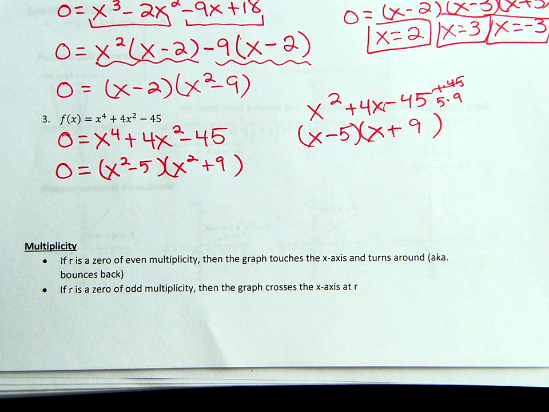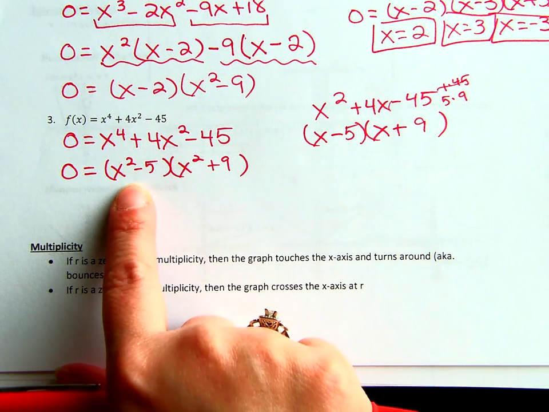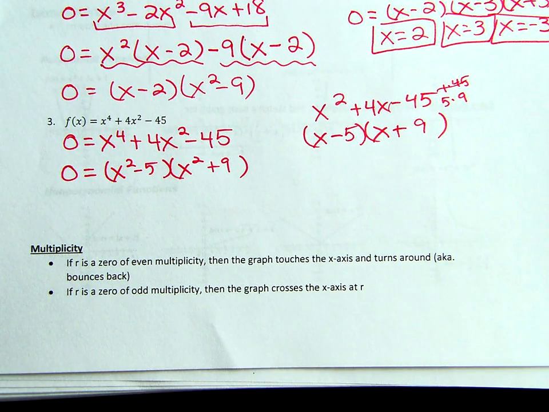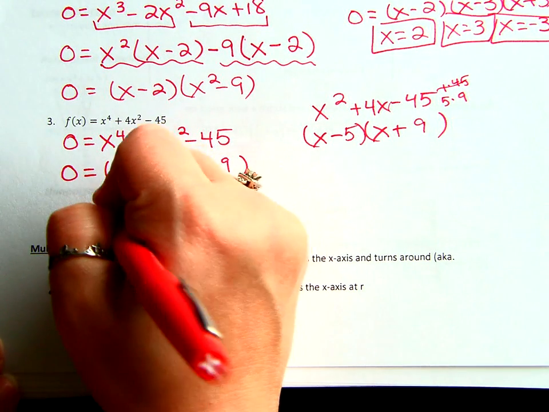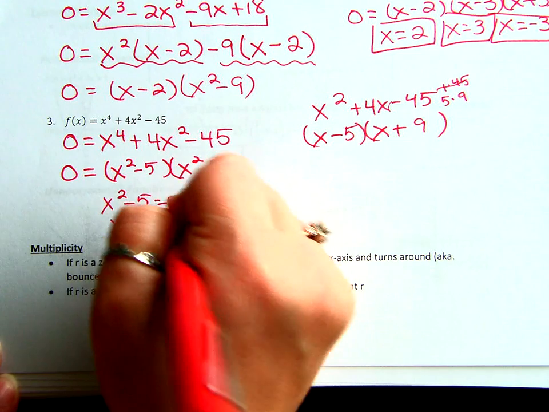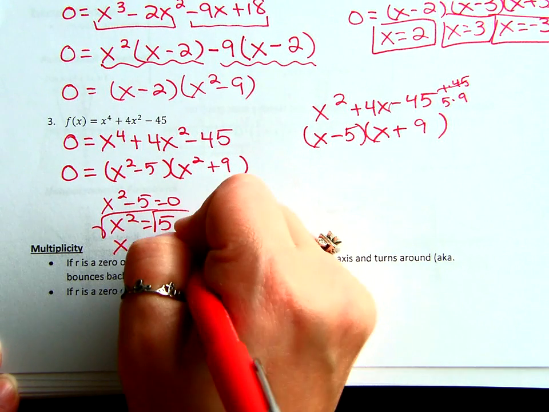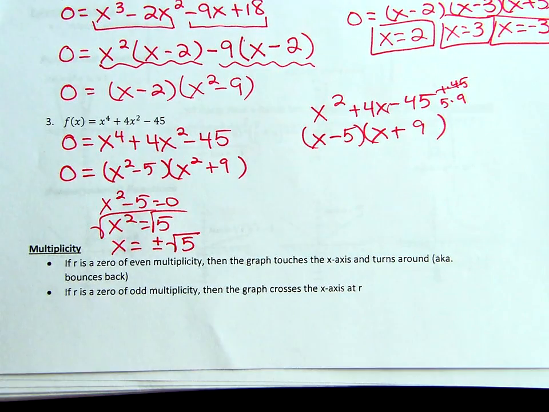Now be careful here. We don't have a difference of squares. That's a plus. And 5 is not a perfect square. So you're definitely going to want to set these both equal to 0 and do your square root method. Where x squared minus 5 equals 0, x squared equals 5, square root both sides, and you get x equals plus or minus the square root of 5. Don't give a decimal. That will be wrong.